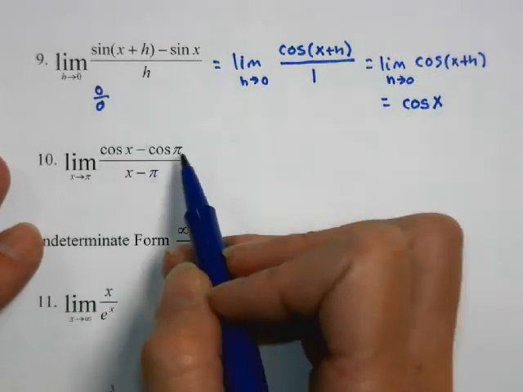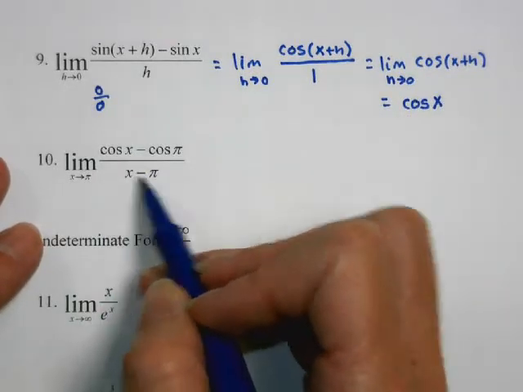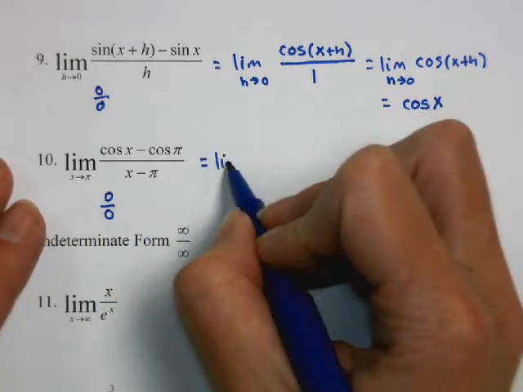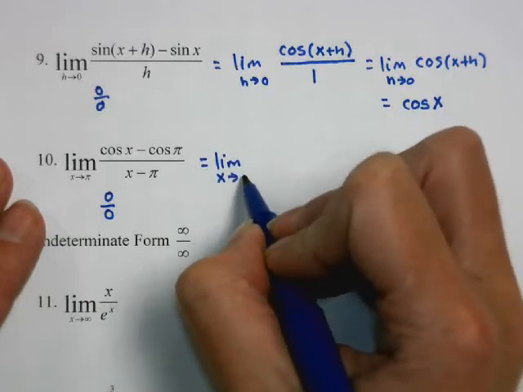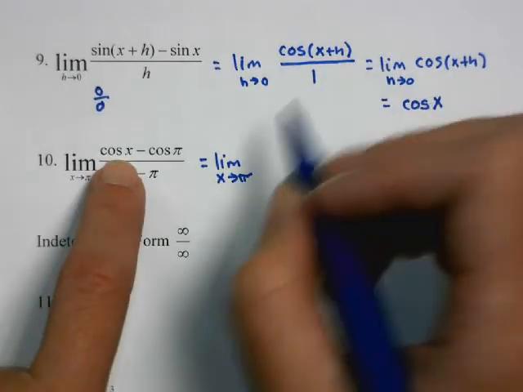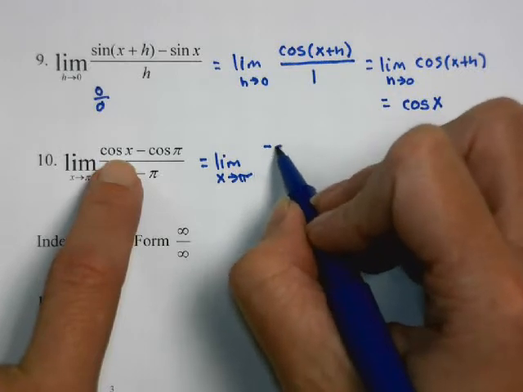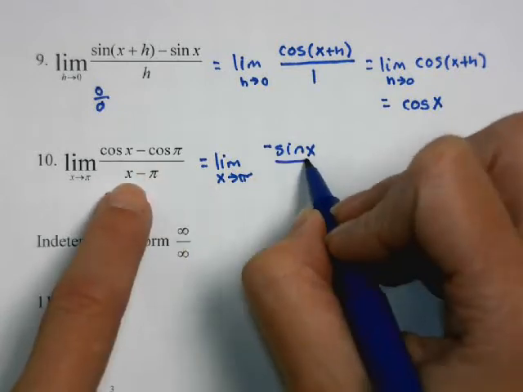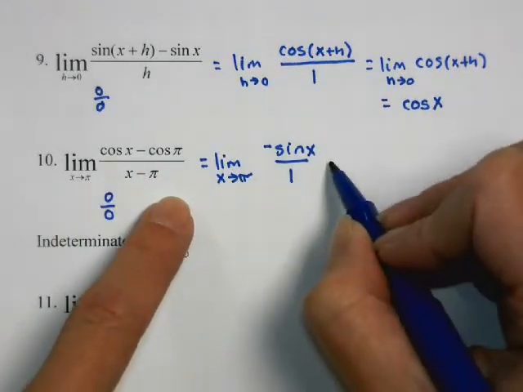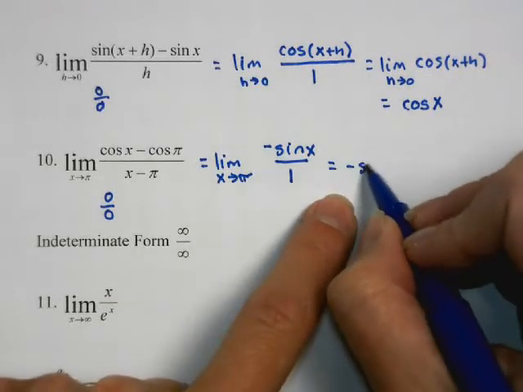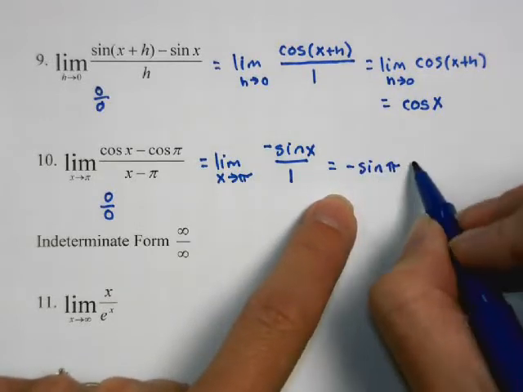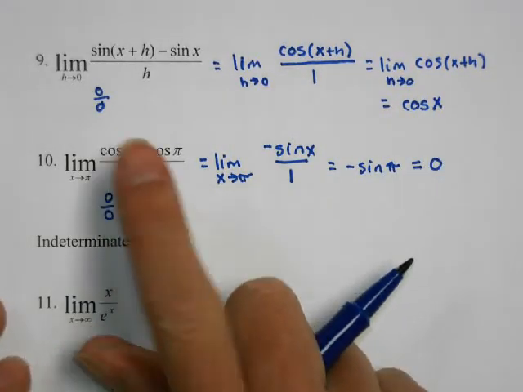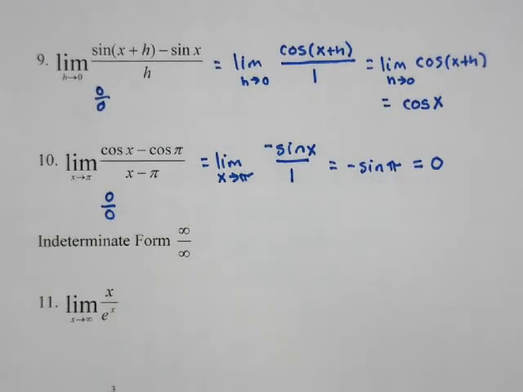Here, also the alternate definition of a derivative. If I plug in pi, we'd have cosine pi minus cosine pi over pi minus pi, so that's 0 over 0. So we'll take this derivative. The derivative of cosine is negative sine x, over 1. We plug in pi, so this will be negative sine of pi. Sine of pi is 0, so this is 0. And again, that would be the derivative of cosine evaluated at pi, which is what we did.